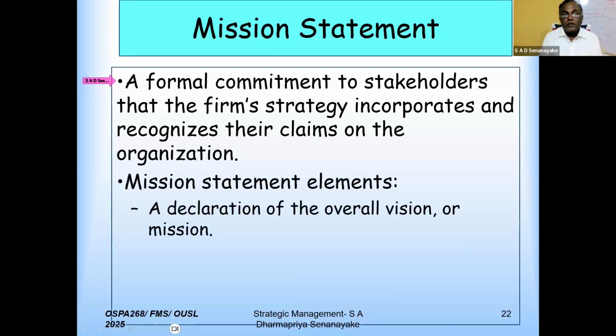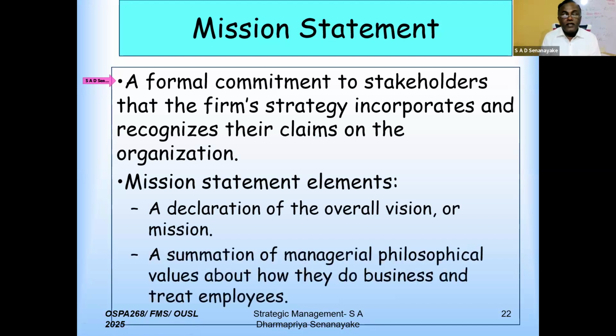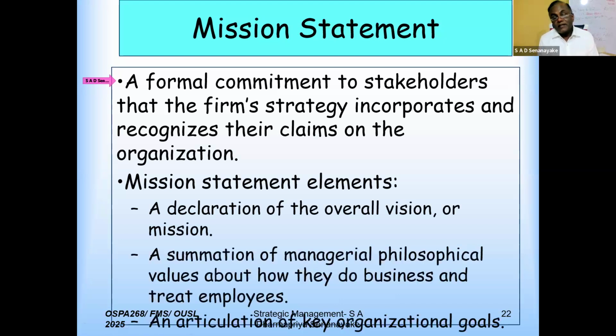So it's a formal commitment mission, and it's made available to all the stakeholders on demand in certain cases. It tells about the organizational aims or major goals, related activities, and how they are going to affect this.